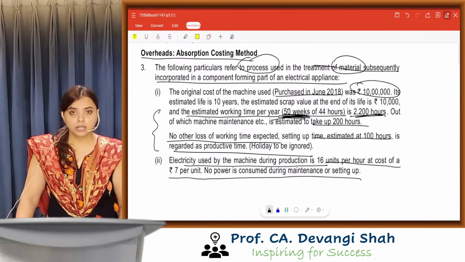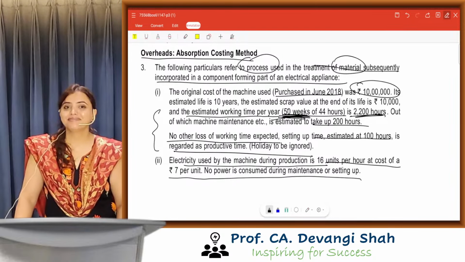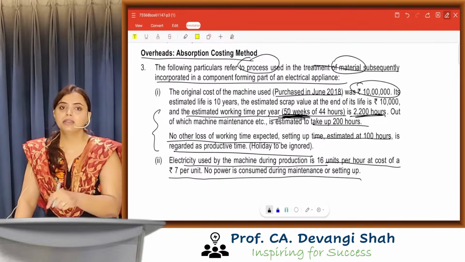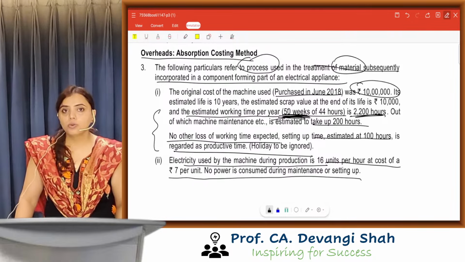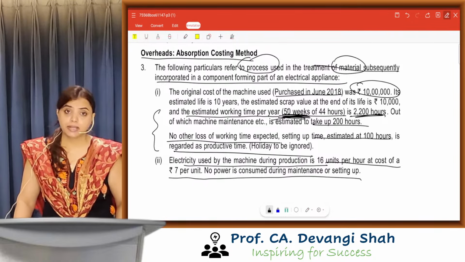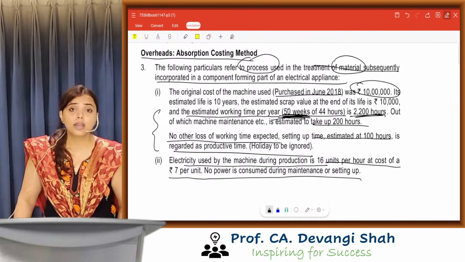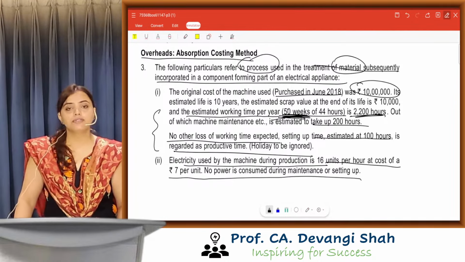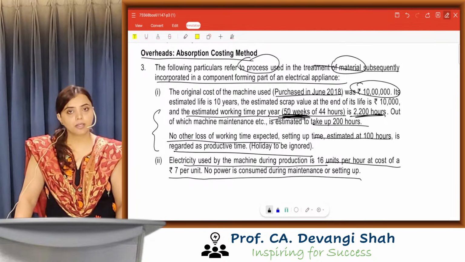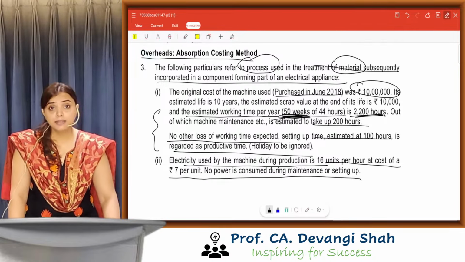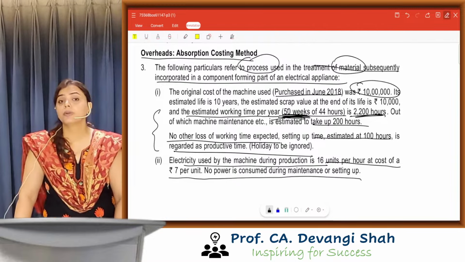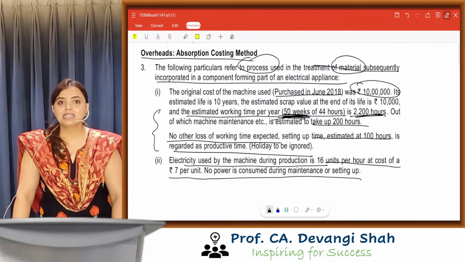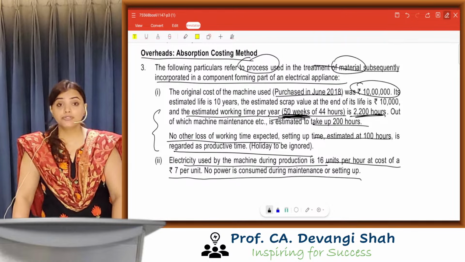Madam, maintenance is required. Totally agree. But does production happen in those 200 hours? No. So we can't count those 200 hours as productive hours. Those 200 hours are to be subtracted from the machine hours. Madam, what about setup time? In setup time, the machine does not work, the machine does not do production. Agree. But setup is not maintenance. They are two different things.